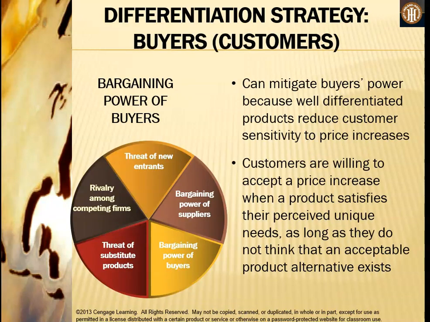Bargaining power of buyers. Now, the differentiated firm can mitigate buyers' power because well-differentiated products reduce customer sensitivity to price increases. Customers are also willing to accept a price increase when a product satisfies their perceived unique needs, as long as they do not think that an acceptable product alternative exists.